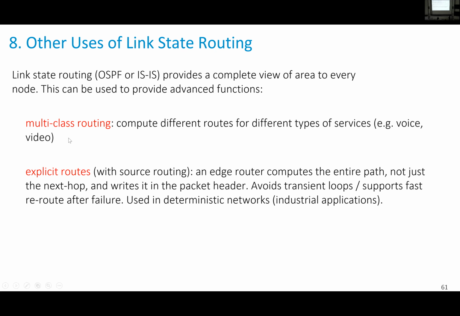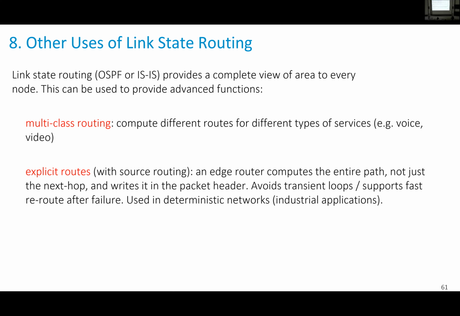Multi-class routing consists in having different types of traffic. For example, for internet telephony, we would like perhaps to compute paths that give priority to shorter delay rather than the shortest path in terms of number of hops. So that may be the same. Typically, if there are fewer hops, the delay is less, but it's not always the same.